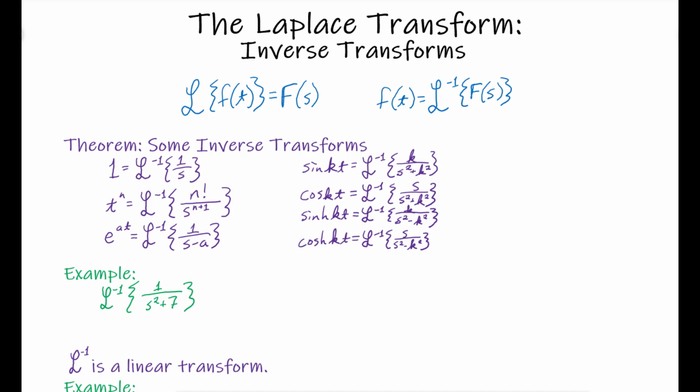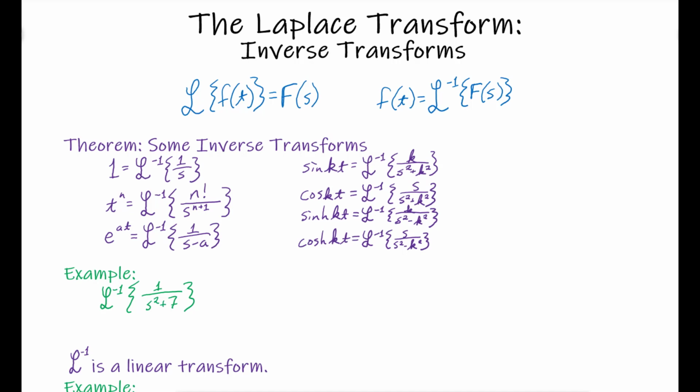So we actually have a theorem that says, hey, here are some common inverse transforms. Whenever you see the inverse Laplace transform of 1 over s, that function was 1 to begin with before the Laplace transform was applied to it. If you see the inverse Laplace transform of n factorial over s to the n plus 1, that's t to the n. If you see the inverse transform of 1 over s minus a, that's e to the at.